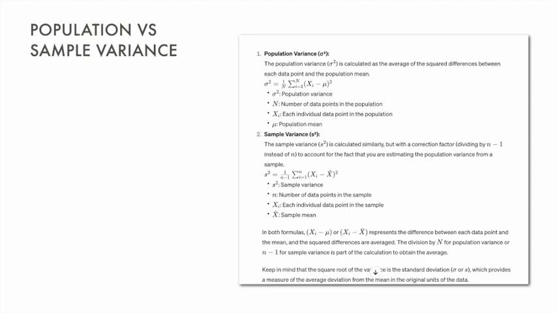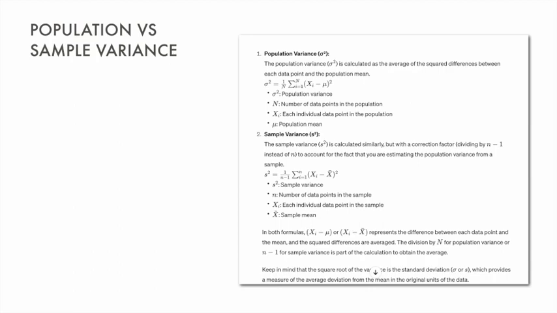So that is E of (xi minus mu) the whole square, the expected value. Where sigma square is the population variance, n is the number of data points in the population, each data point in the population is xi, and mu is the population mean.